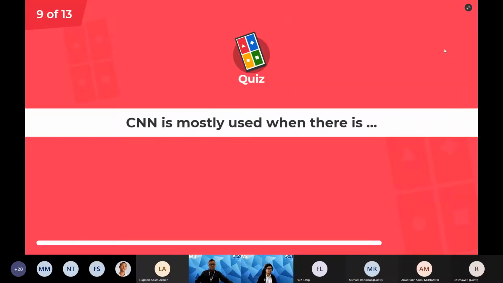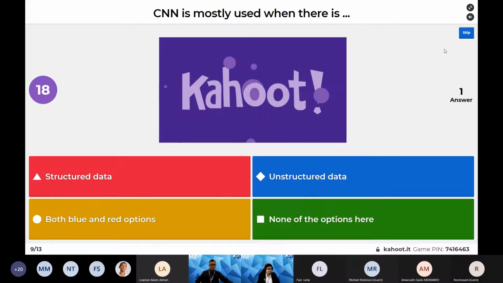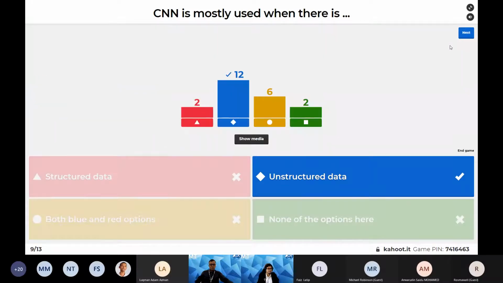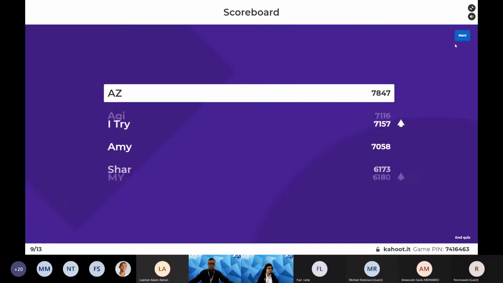So CNN is mostly used when there is structured data, unstructured data, both of the blue and red options, or none of the options here. All right, answer is unstructured data. About half of us got that right. Awesome. AZ still in the lead.